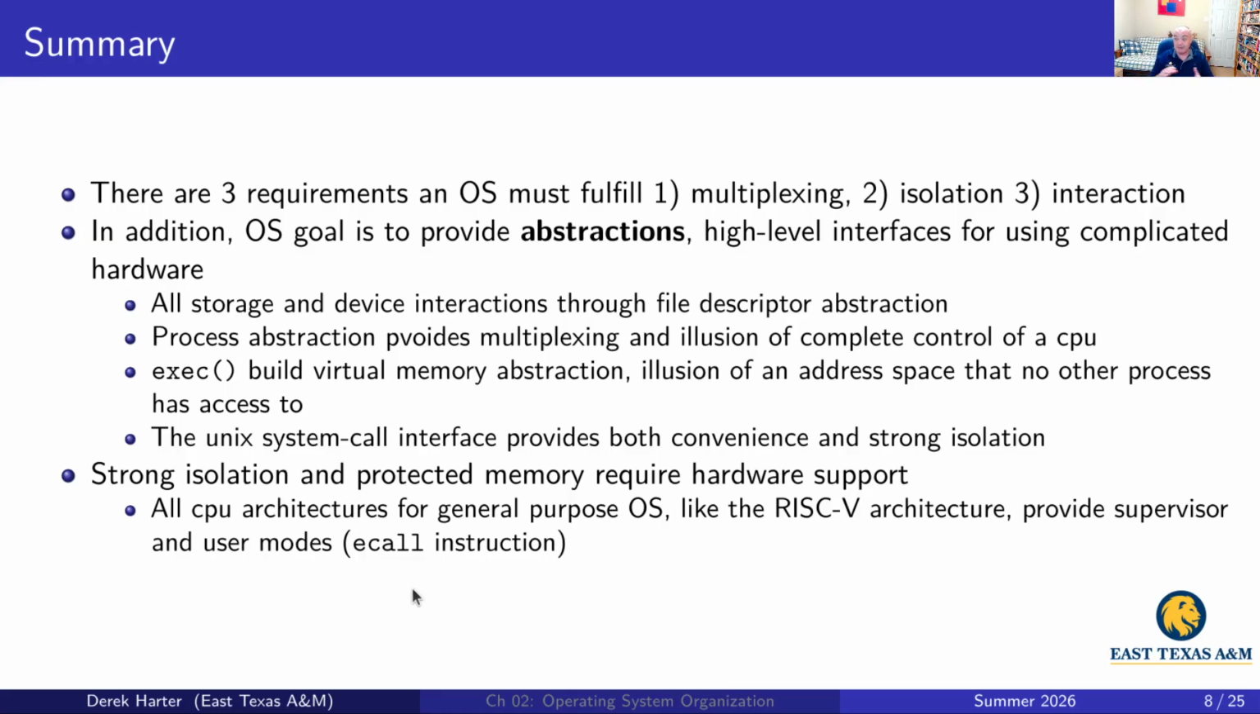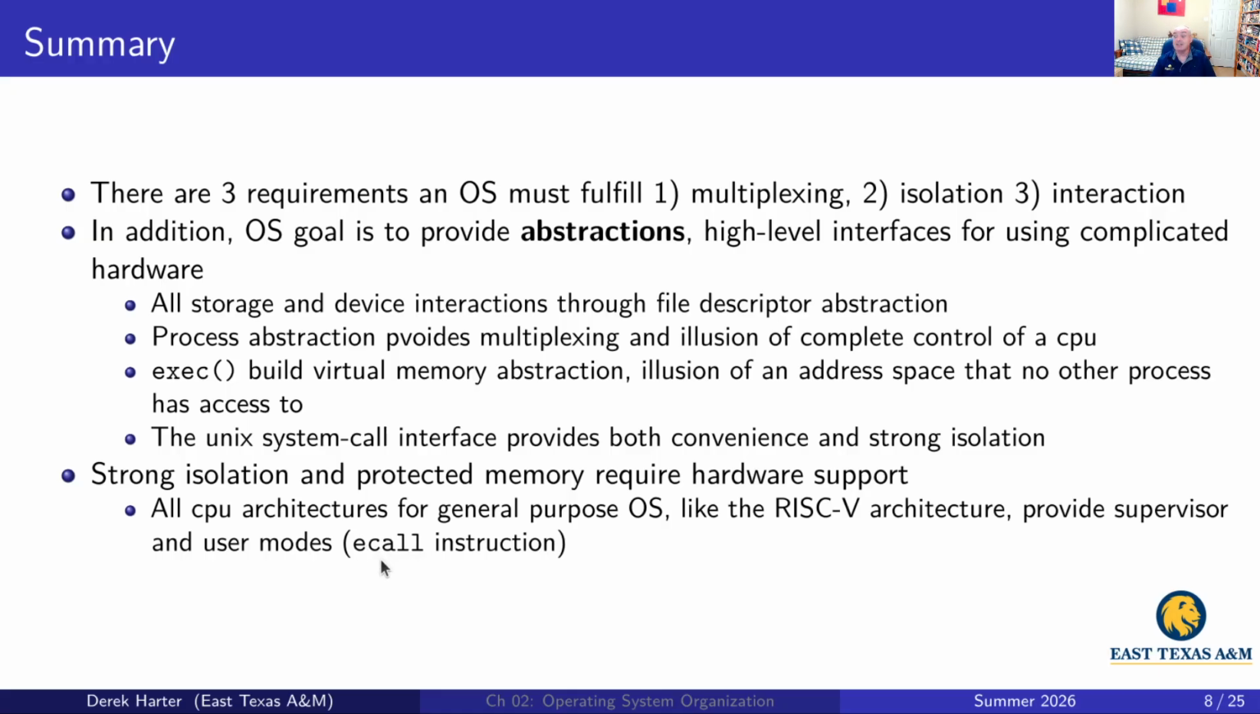Finally, we mentioned a couple of times that in order to get this kind of isolation, the operating system can't do it entirely in software. A modern operating system meant for general purpose computing absolutely requires particular hardware support mechanisms in order to successfully implement the isolation and security that we're talking about here.